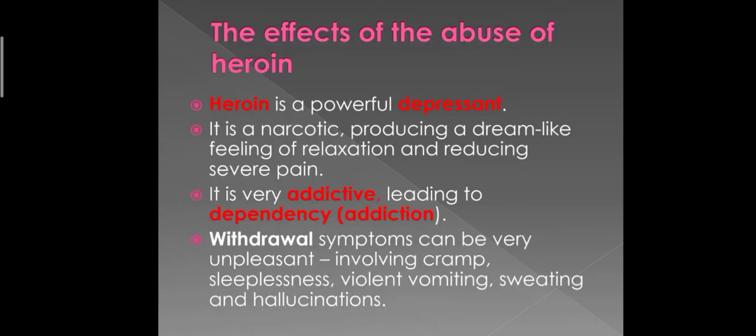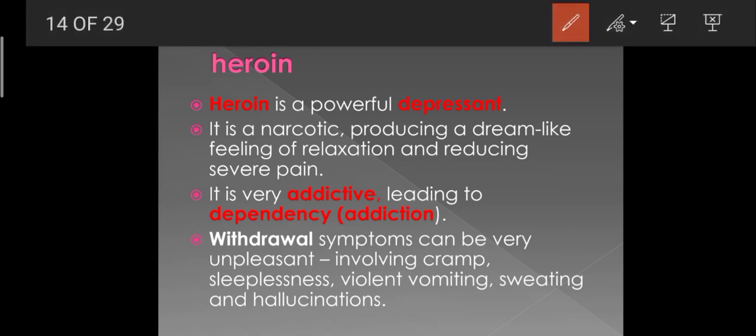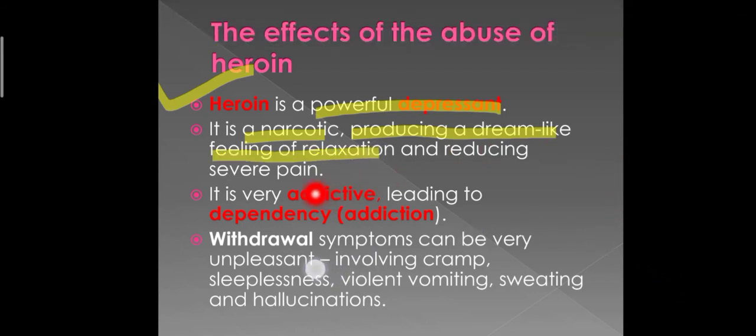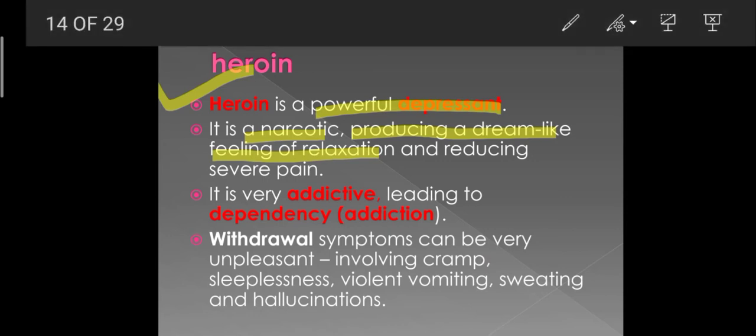Firstly, we will discuss the effects of abuse of heroin. As we know, heroin is a powerful depressant. It is a narcotic producing a dream-like feeling of relaxation and reducing severe pain. But it is very addictive, leading to dependency or addiction. Withdrawal symptoms can be very unpleasant, involving cramps, sleeplessness, violent vomiting, sweating, and hallucinations.